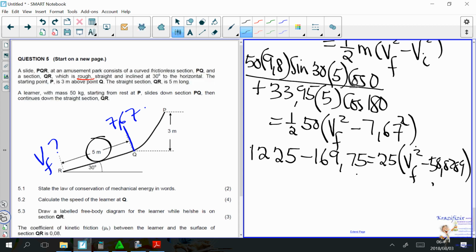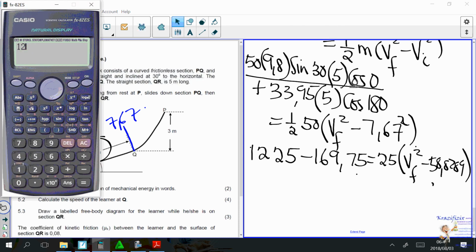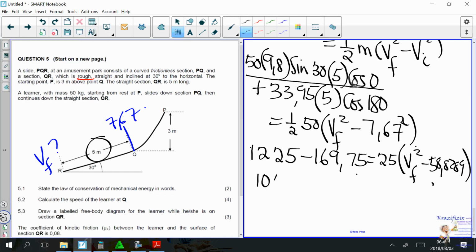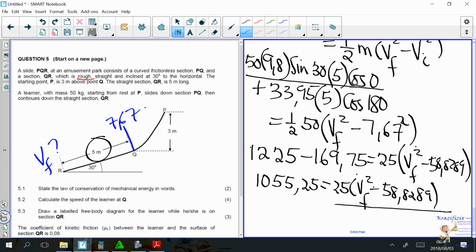What do we do? This we can solve. Okay, let's make it simple. Let's solve that quickly. 1225 minus 169,75. What would that give us? That would give us 1055,25. 1055,25 equals 25 times Vf squared minus 58,8289. Now what do we do? We divide both sides by 25.